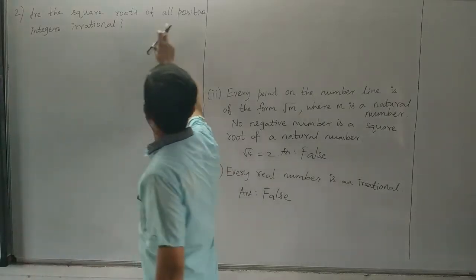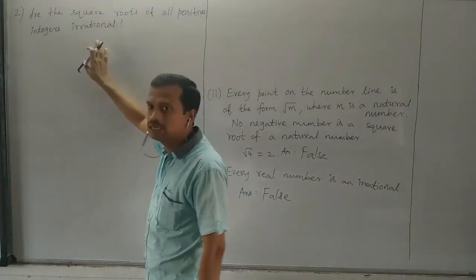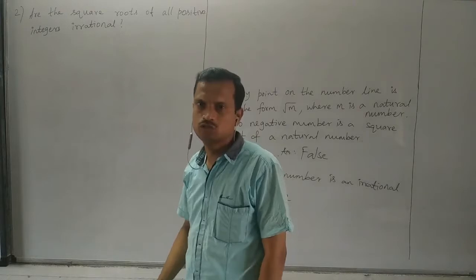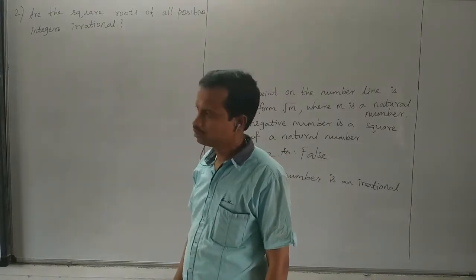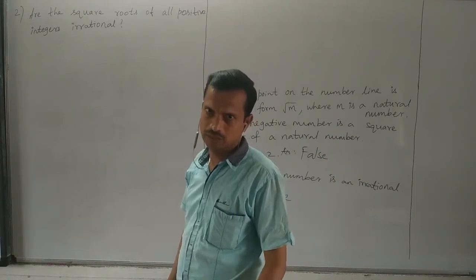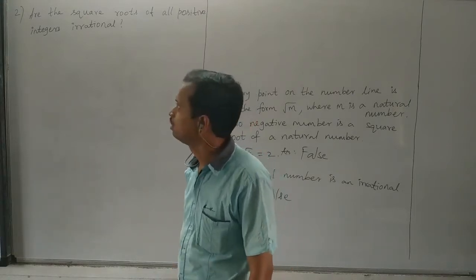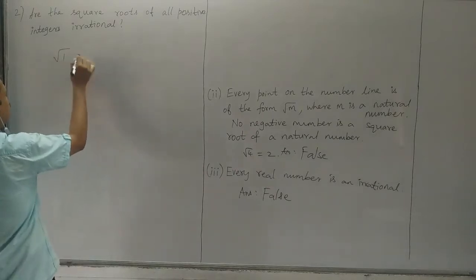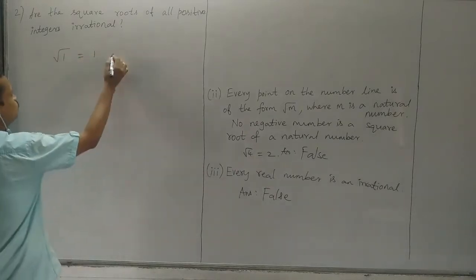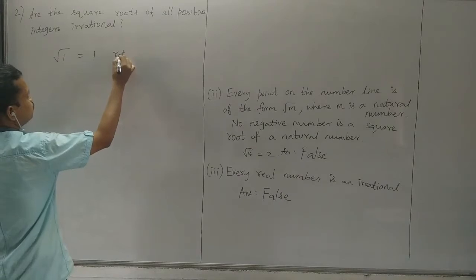Are the square roots of all positive integers irrational? Positive integers mean 1, 2, 3, etc. That is nothing but natural numbers. That is the positive integers. So if you take the square root of 1, you get 1. It is rational.